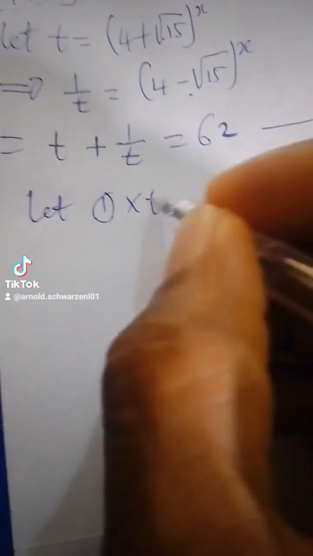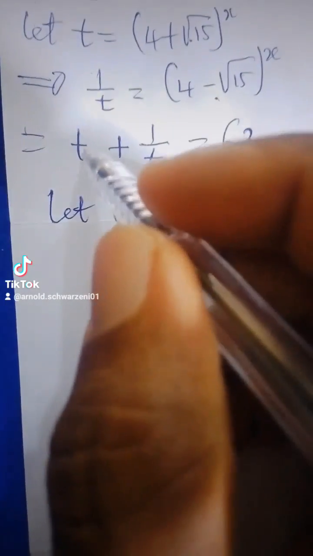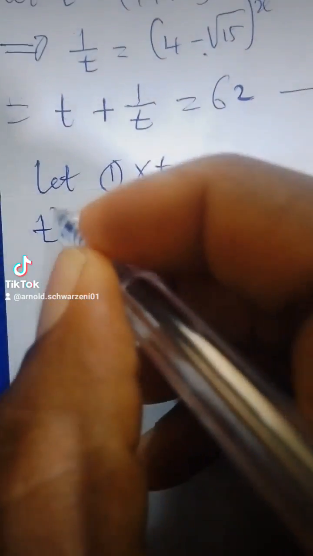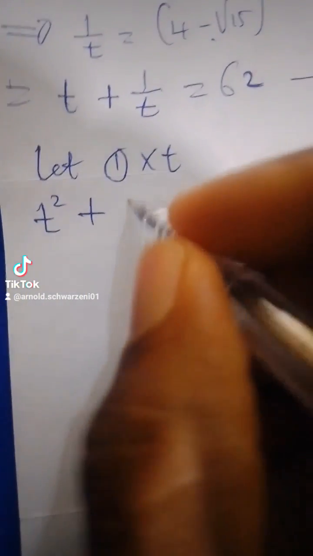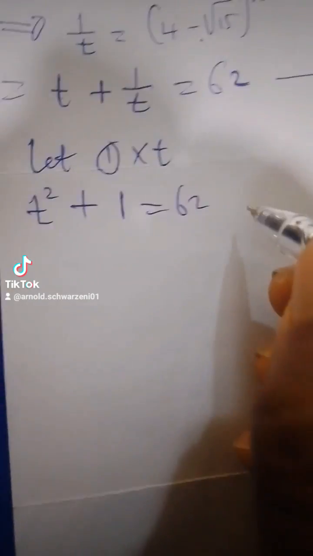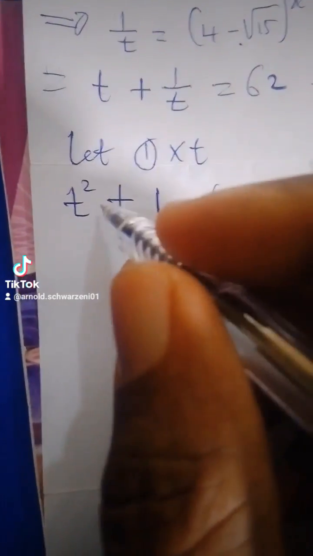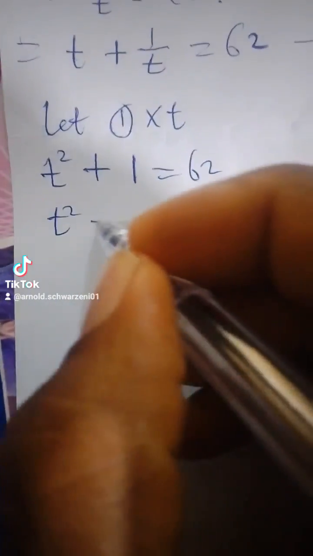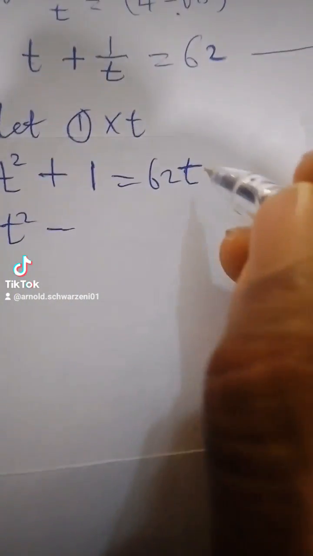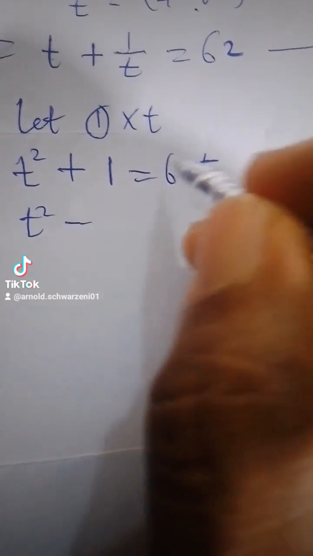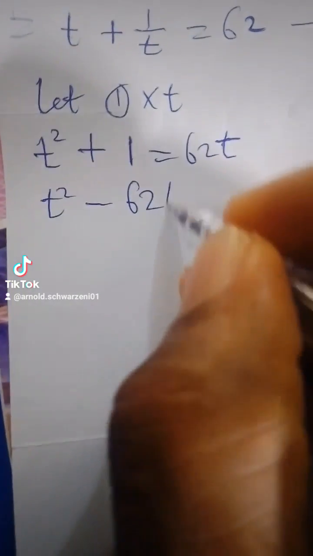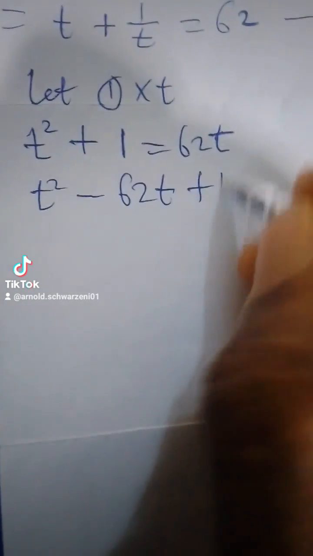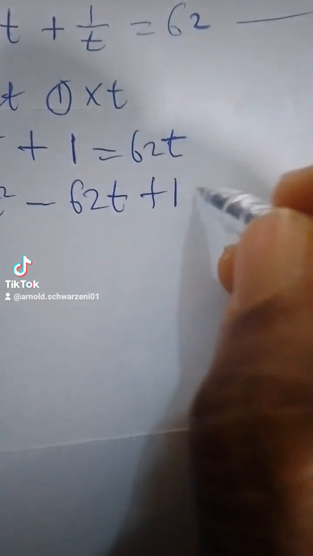So we have 1 times t. And when we do that, we are going to have t times t giving t squared, plus t times 1 over t, we have only 1 there, plus 1 equal to 62t. When we move this 62t back, we are going to have t squared minus 62t plus 1, and everything here will be equal to 0.